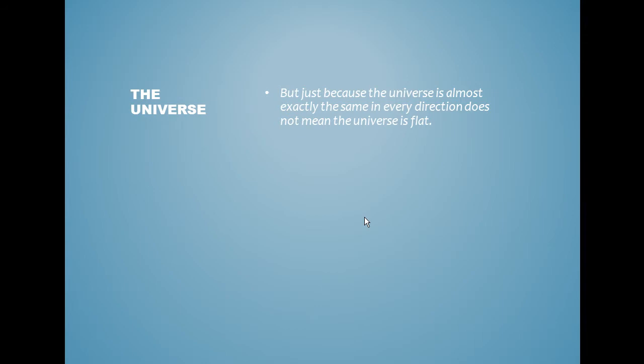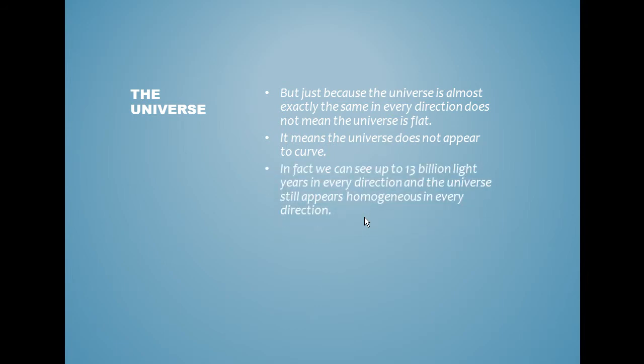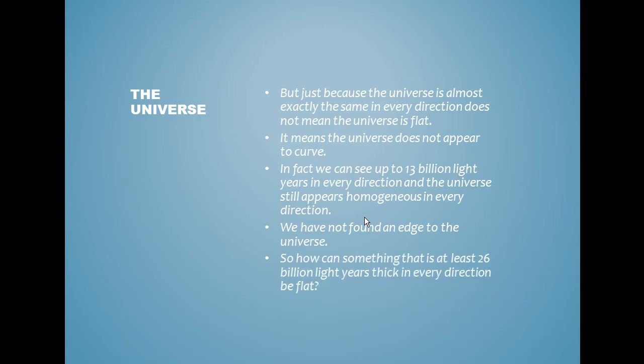Just because the universe is almost exactly the same in every direction does not mean the universe is flat. It means that the universe does not appear to curve. There's quite a big difference between those two statements. In fact, we can see 13 billion light years in every direction, and the universe still appears homogeneous in every direction. We have not found an edge to the universe. So how can something that is at least 26 billion light years thick in every direction be flat?